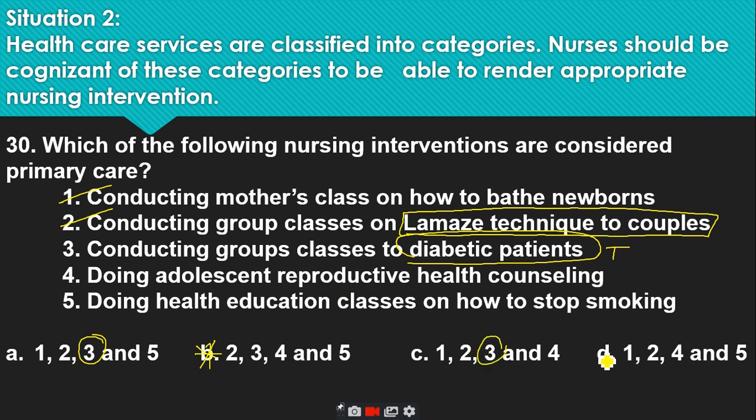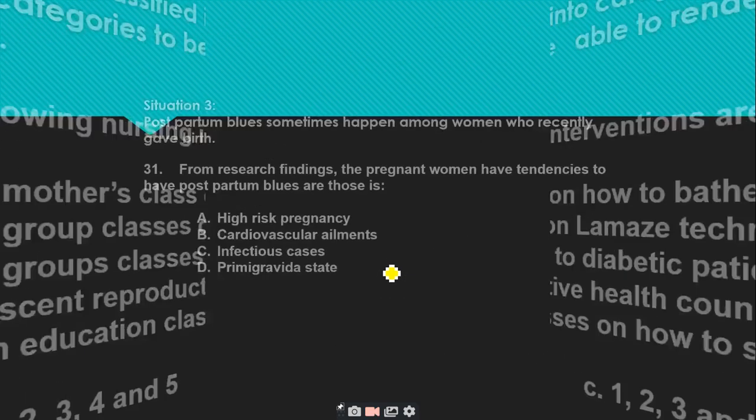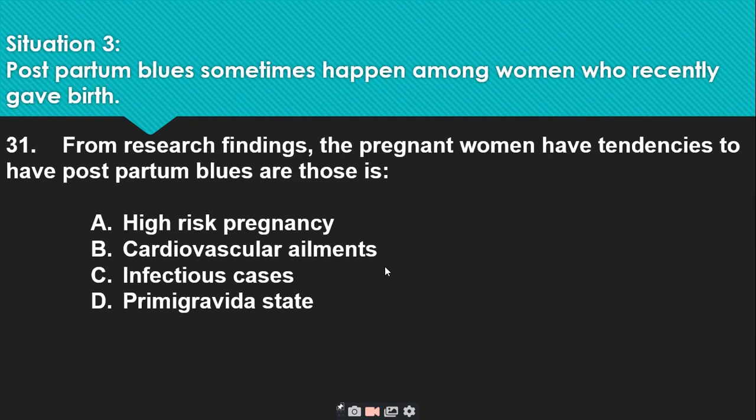So the best answer for number 30 is letter D: 1, 2, 3, 4, and 5, except number 3, because diabetic patient care is part of the rehabilitation. So therefore, that's going to be part of the tertiary intervention. We're focusing here on the primary care. Let's now have question number 31, situation 3.